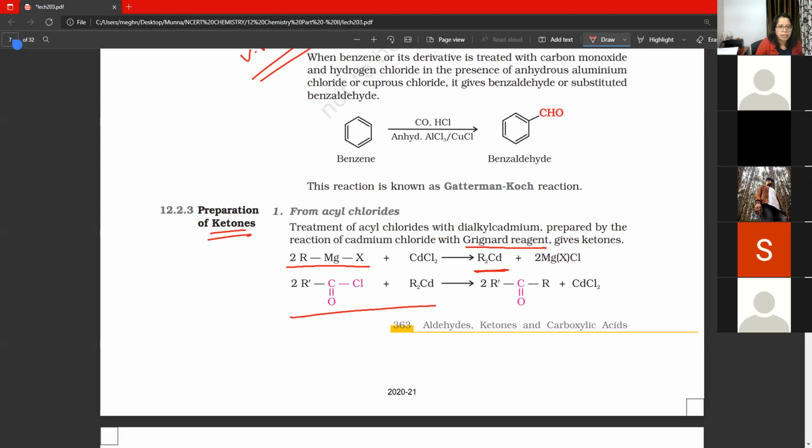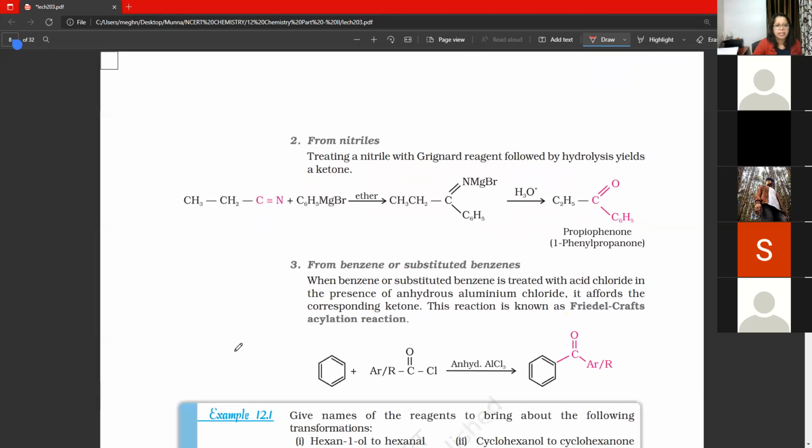I hope it's clear. When acyl chloride is treated with dialkyl cadmium, from where do we get the dialkyl cadmium? From the Grignard reagent, RMgX. So when we treat, we are going to get the ketone. This one, RCN, means alkyl cyanide.